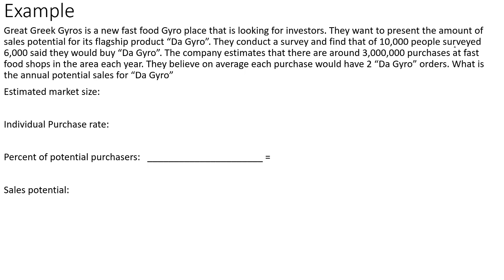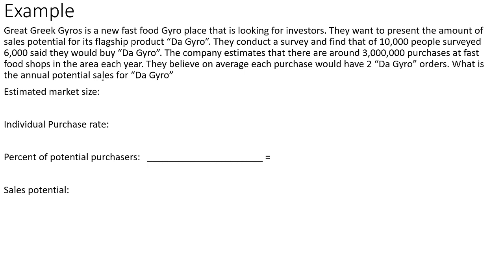The company estimates that there are around 3 million purchases at fast food restaurants each year. So that's their market size, you would say, right? That's how many purchases that they can take a part of. 3 million purchases at fast food restaurants, they want to be part of that. They believe that on average, each purchase would have 2 Euros in the order. So every time somebody makes a purchase, or even throughout the year, they would buy 2 Euros, right? So if you have one person purchasing it throughout the year, they're going to buy at least 2 Euros. What is the annual sales potential of the Euro?